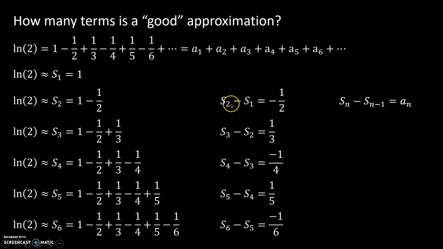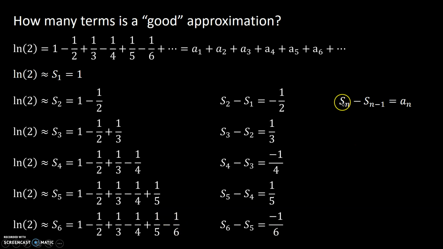Well, I take S2 minus S1, subtract this list from this list, and we're left with only the negative 1/2. That's the second term in S2. Similarly, if I were to go to the 6th partial sum, and subtract the previous partial sum, so the 6th sum minus the 5th sum, everything in the list cancels, leaving only the 6th term.